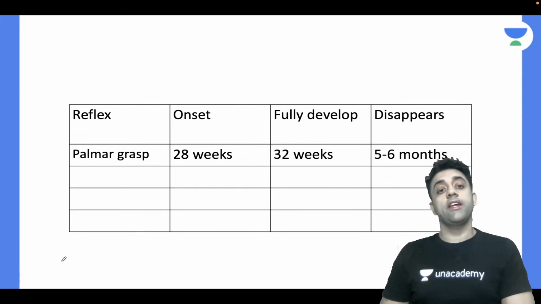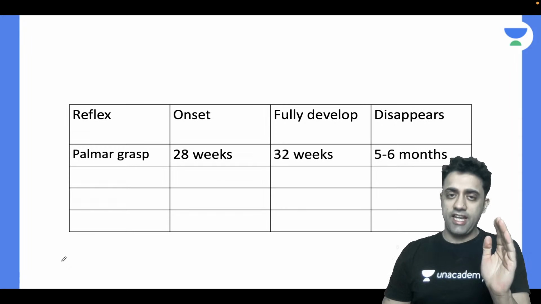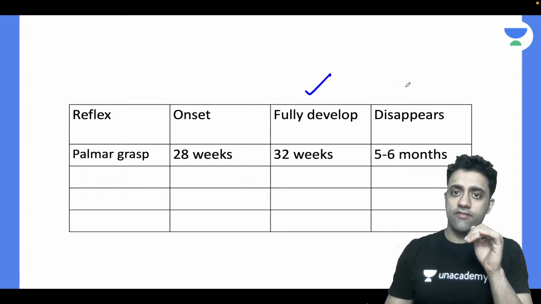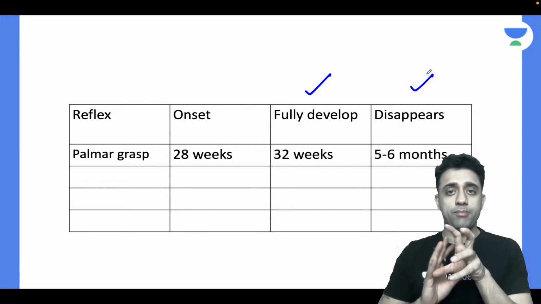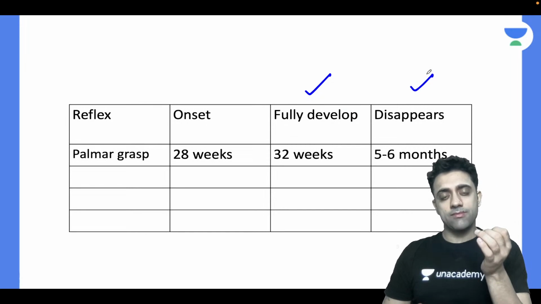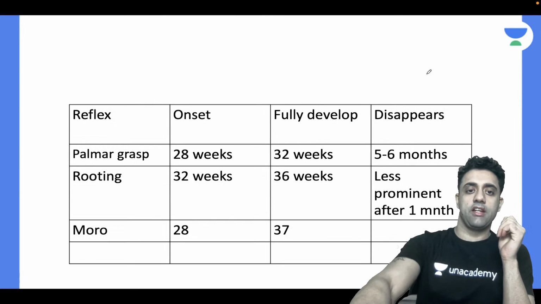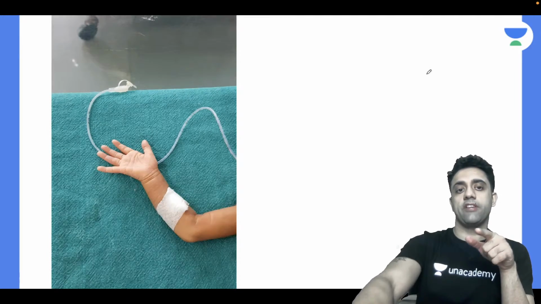So in this slide, listen carefully. I'll be showing you just the names of the reflexes: when it comes, when it fully comes, and when it disappears, just in general. Then we will go one by one, with videos and pictures of everything. So, palmar grasp. Once I hold the babies, I'll show you a video. I have a very nice video of palmar grasp. Now see this video carefully.